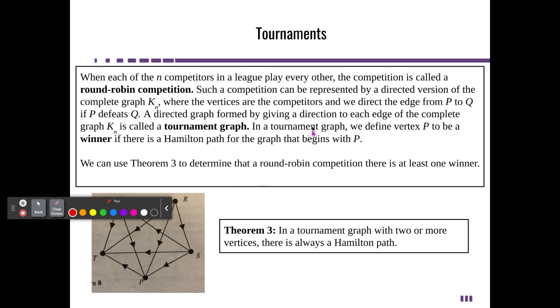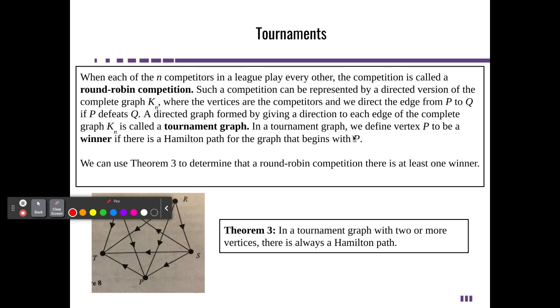All right, and so when each of the n competitors in the league plays every other, the competition is called a round robin competition. Such a competition can be represented by a directed version of a graph called K sub n, where the vertices are the competitors, directed from P to Q and so forth. This is essentially what I was explaining in the previous examples. That's just called a round robin tournament.